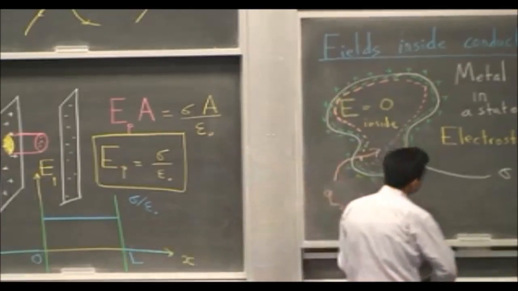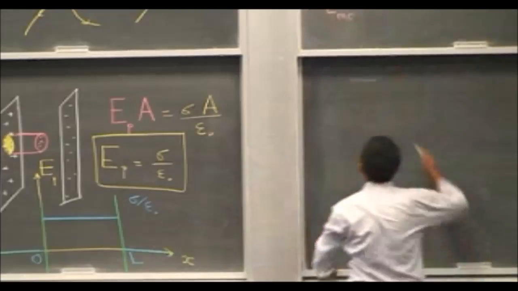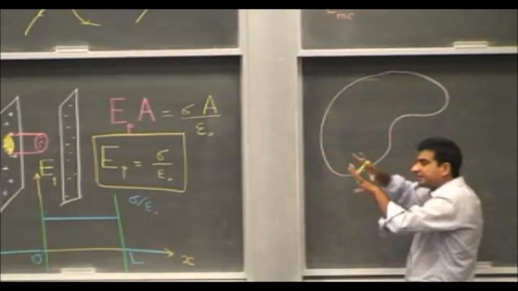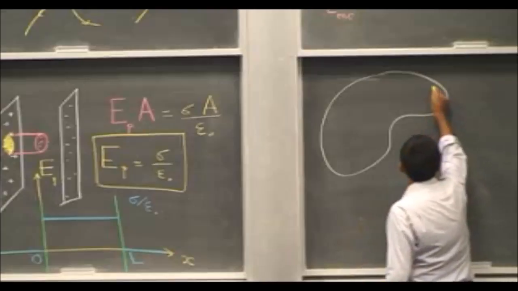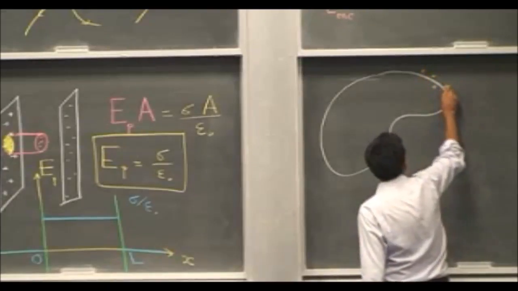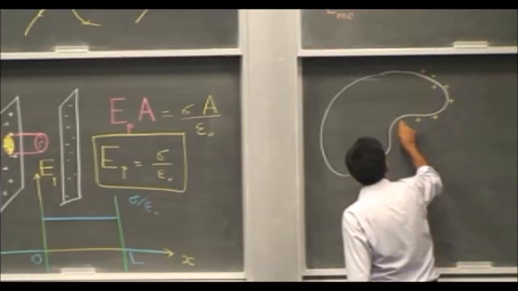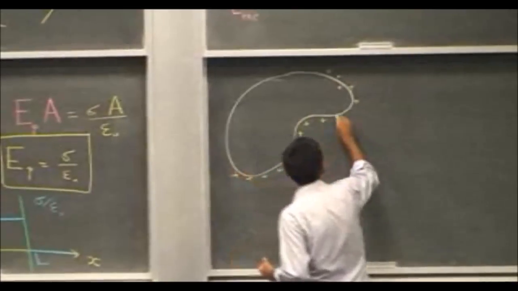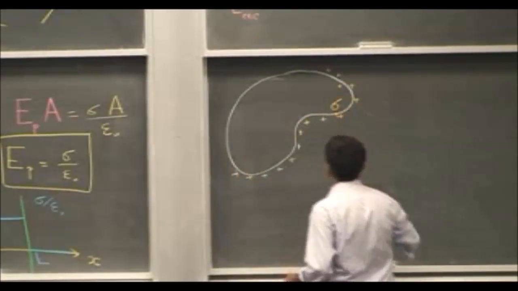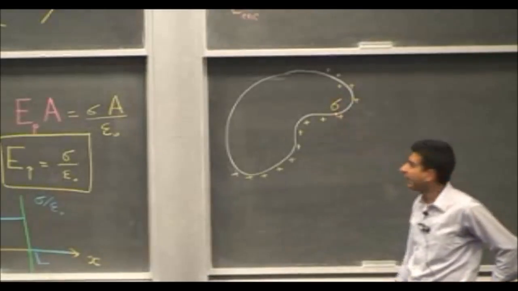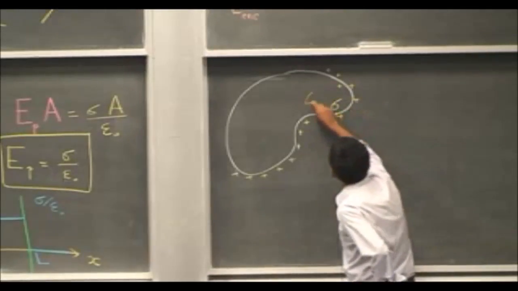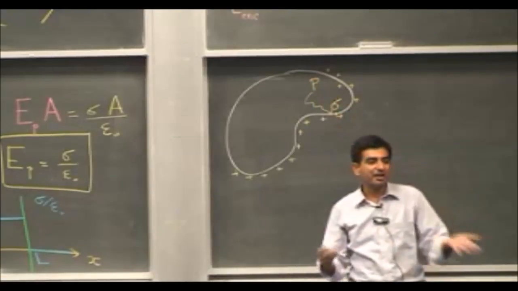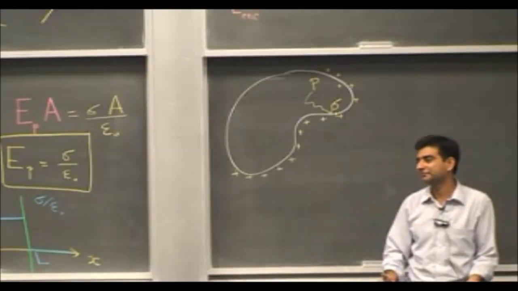Let me do that for you. Suppose I have a volume and the surface is charged, say positively charged. It's positive charges everywhere. And at a particular point P, suppose the charge density is sigma. Now I'm not claiming that this charge density is uniform on the surface.